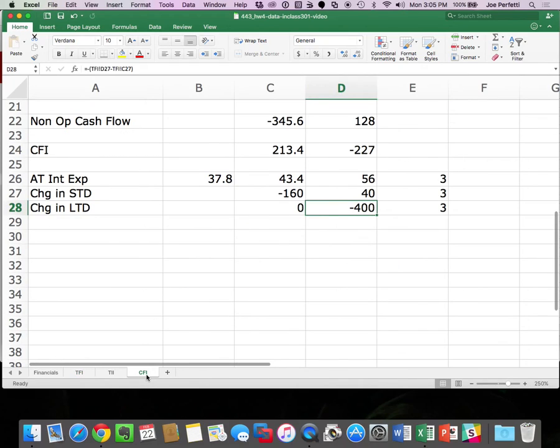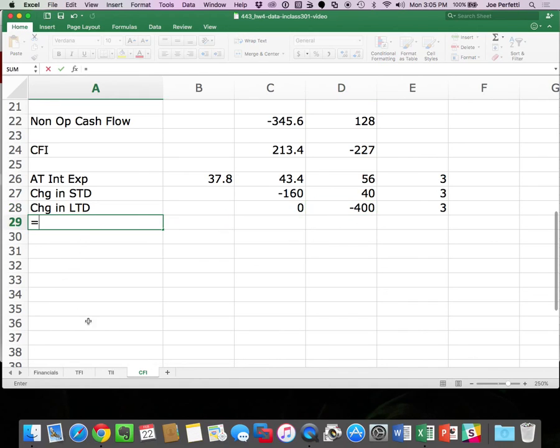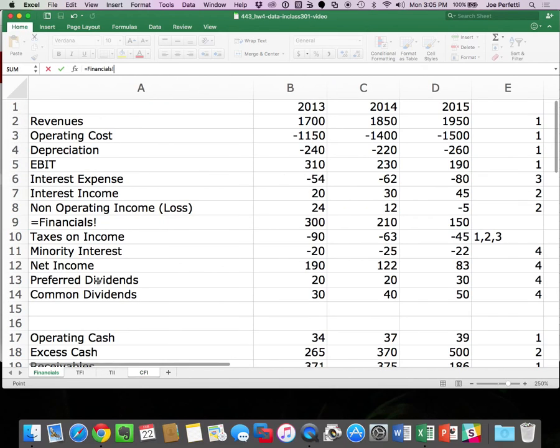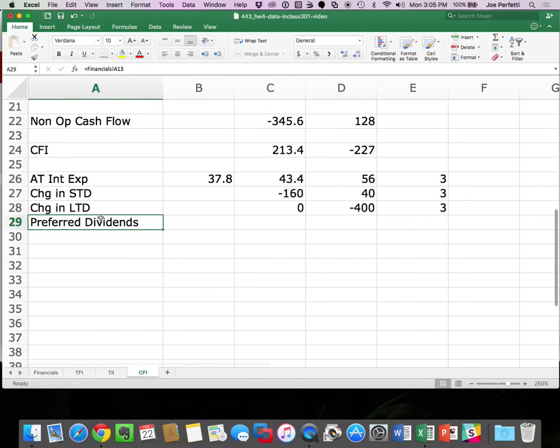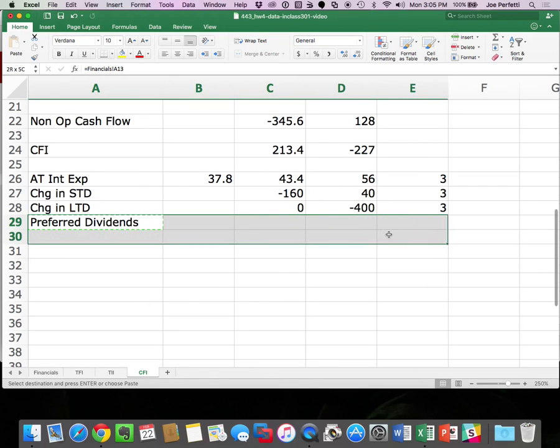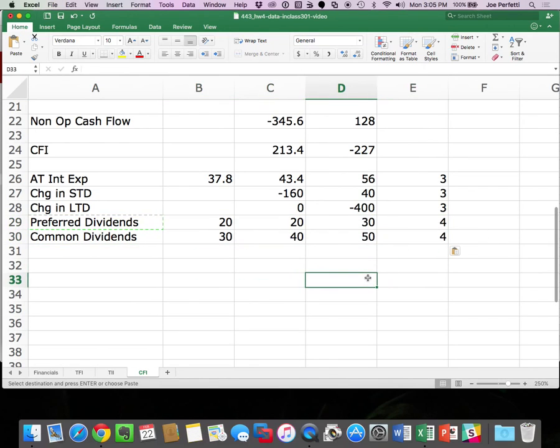Then we do our 4s. This was one of the tricks I told you about last week. We don't use net income for the income statement cash flow. We use dividends. So we have 2 dividends. We have the preferred and the common. Those are both outflows. So those are positive numbers.